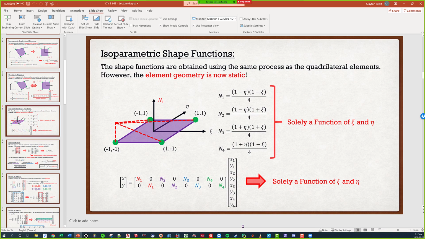So another question: to solve a problem, do we need to build the global stiffness? Yes, you need to build the global stiffness matrix. Right now, we're only concerned with finding the stiffness of one element, because what you will see, and we'll discuss more at the end of the lecture, is that in Abaqus we do two things.